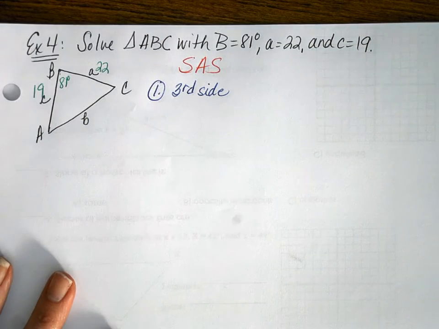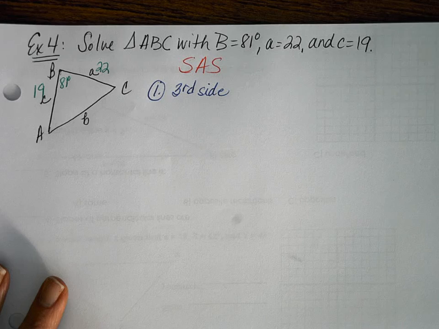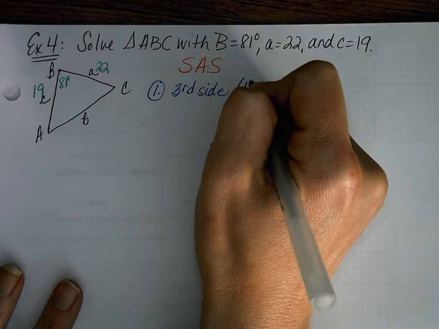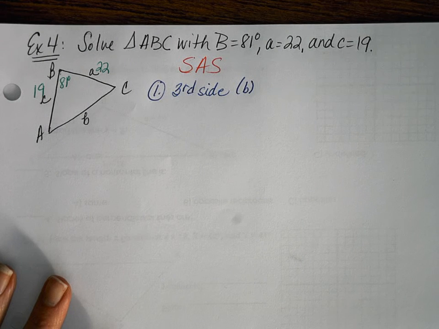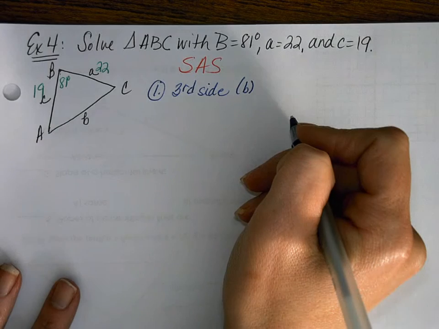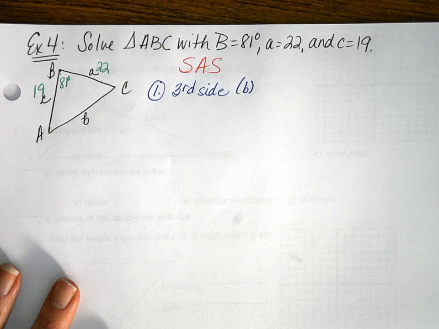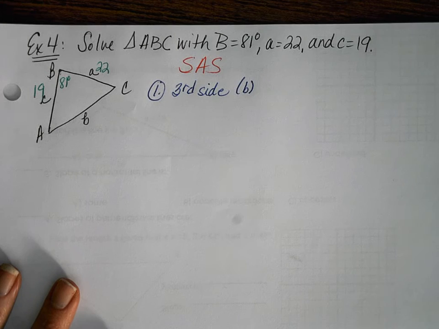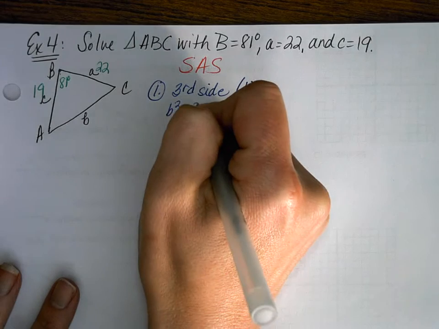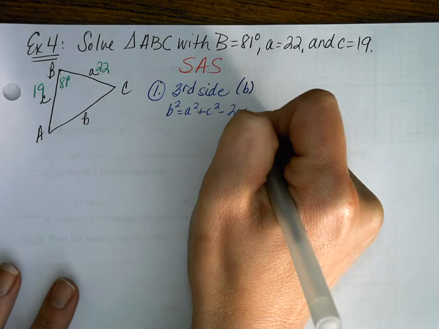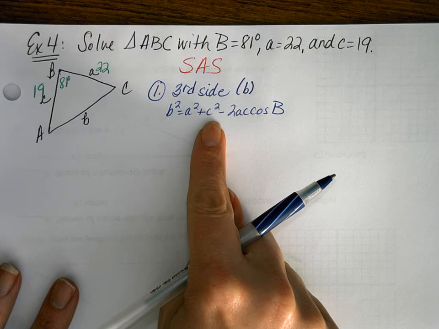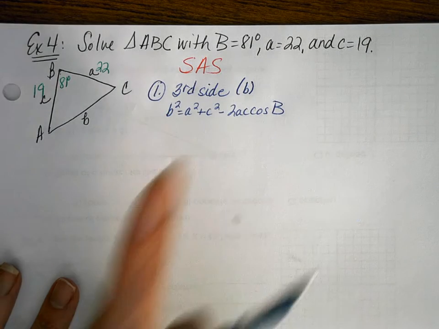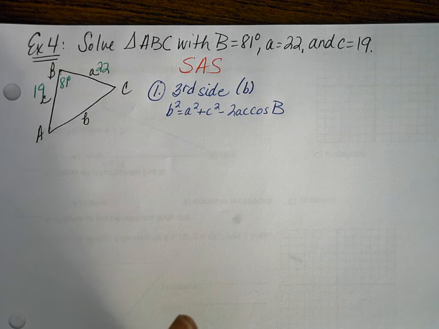Now, which side is going to be the side I'm looking for, Megan? Little b. Okay, so if I'm looking for little b, Megan, can you help me write what formula I'm going to use? Beautiful. Little a squared plus little c squared minus 2ac cosine of angle B helps me to find little b because it's equal to little b squared. I love it.